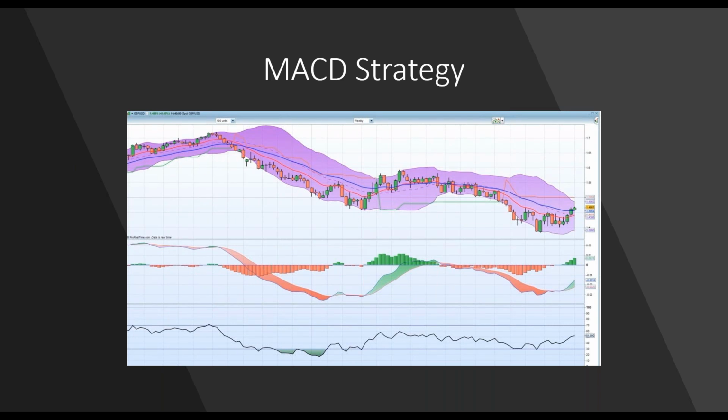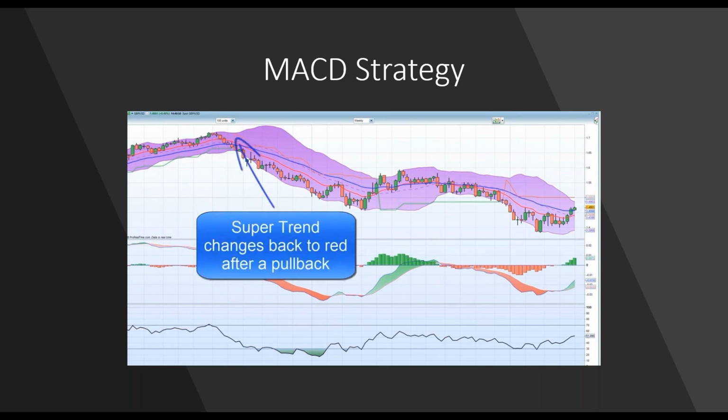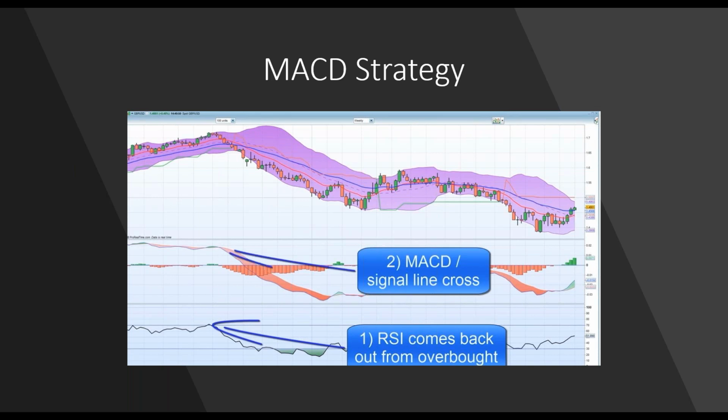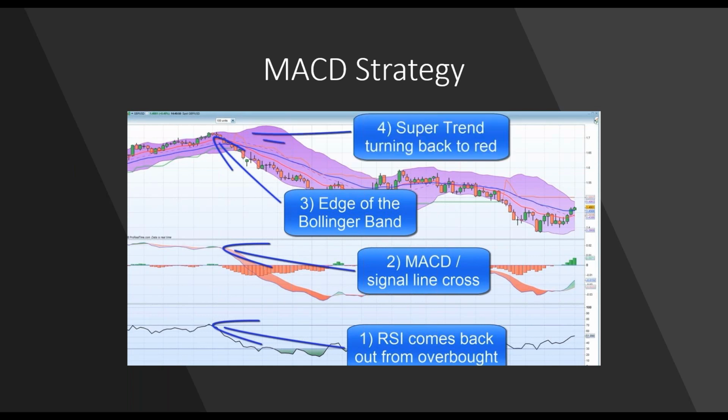In addition to the RSI and MACD signals, we can add further confluence to this trade with a Bollinger Band and the Super Trend indicator. We can see the market has hit the change to red here before taking the short trade. And then we have the confluence of 4 indications. We have an RSI coming back out of overbought, we have an MACD cross, we have the market going to the edge of one of the deviations on the Bollinger Band, and we also have the Super Trend turning back to red.